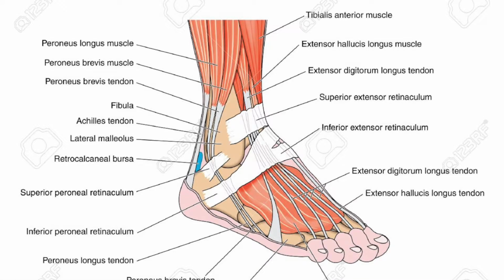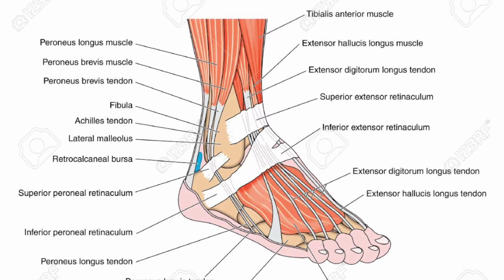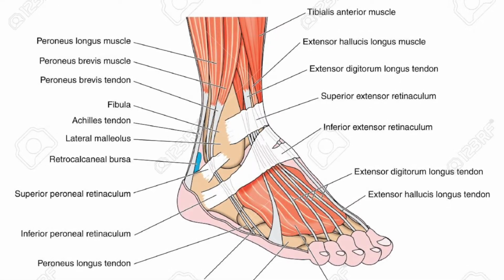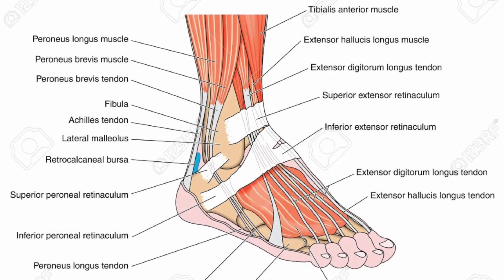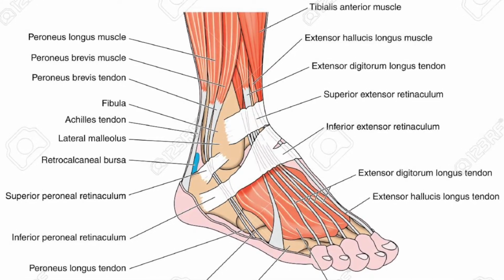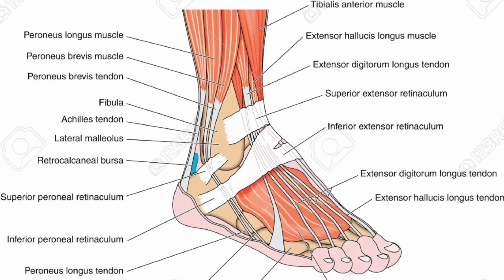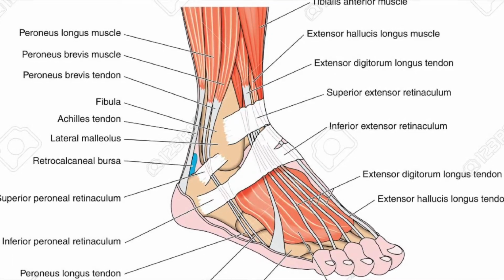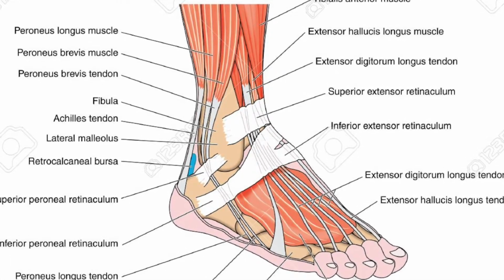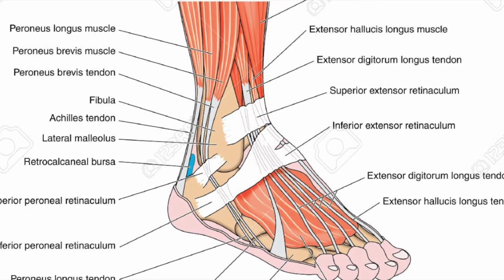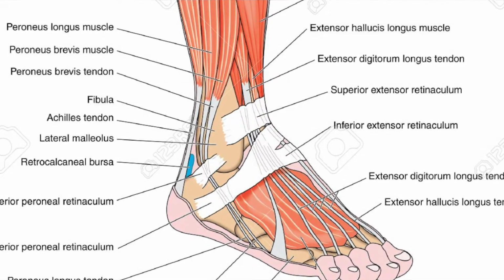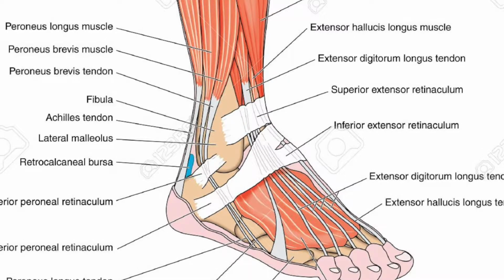The muscles of the foot are classified as intrinsic and extrinsic. The intrinsic muscles are located within the foot and cause movement of the toes and are the flexors, plantar flexors, extensors, dorsiflexors, abductors, and adductors of the toes. Several intrinsic muscles also help support the arches of the foot.